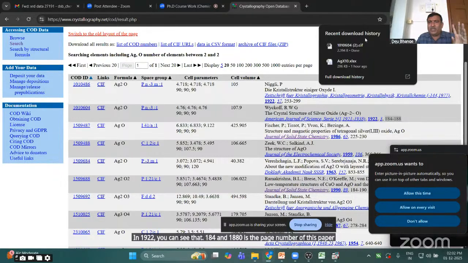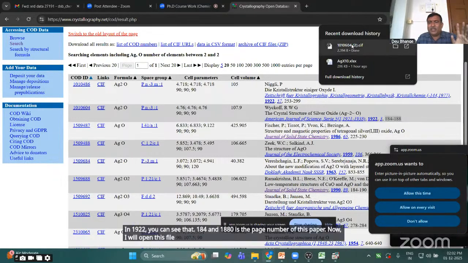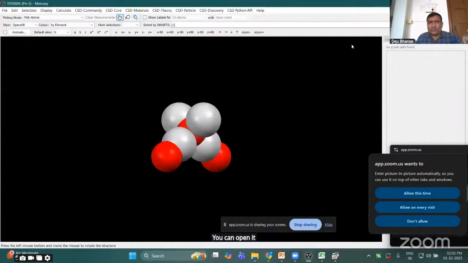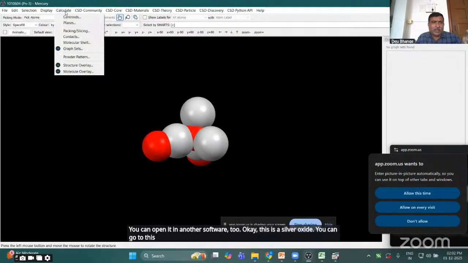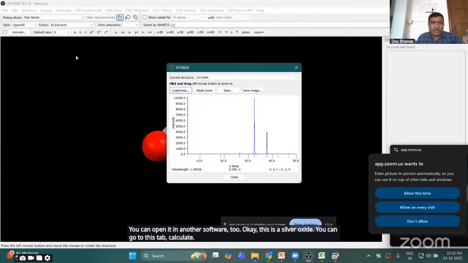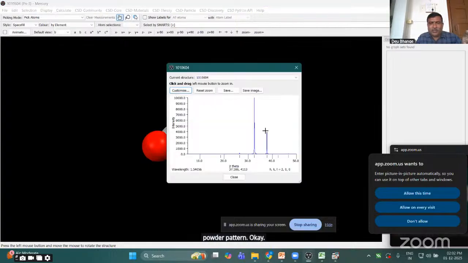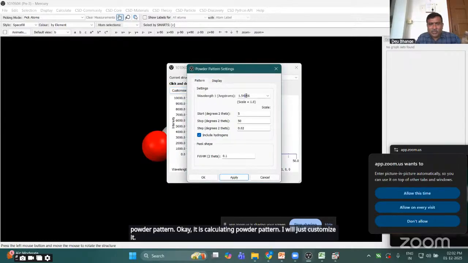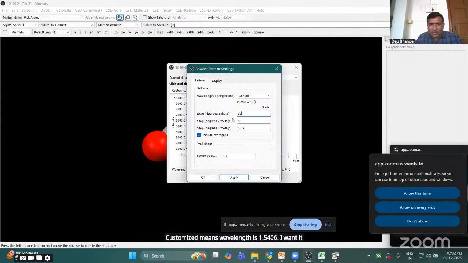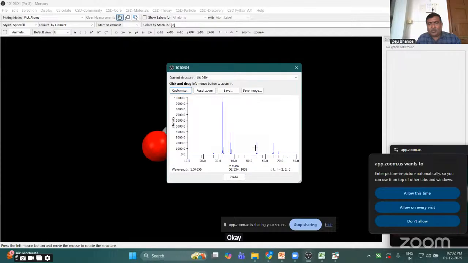Now I will open this file in Mercury. You can open it in another software too. Okay, this is silver oxide. You can go to this tab, calculate powder pattern. Okay, it is calculating powder pattern. I will just customize it. Customize means wavelength is 1.5406. I want it from 10 to 80. So whatever range we have selected in our experiment, that you can give it here. Okay, 10 to 80, I got 4 peaks.